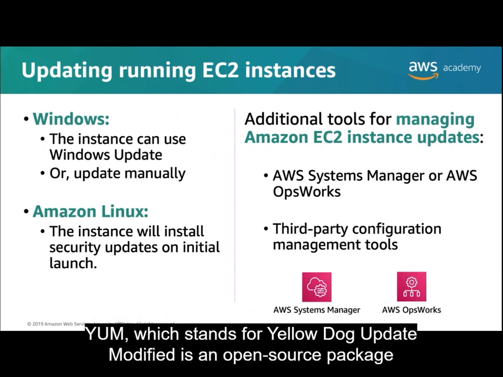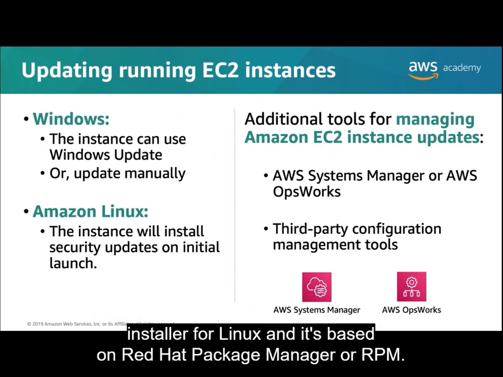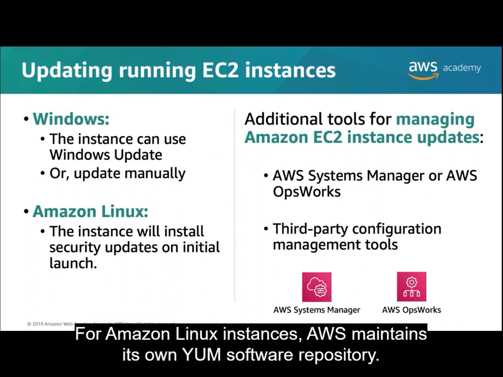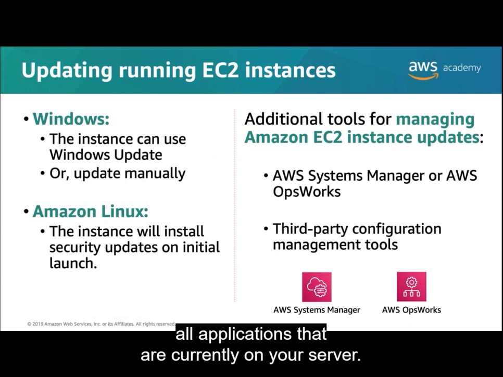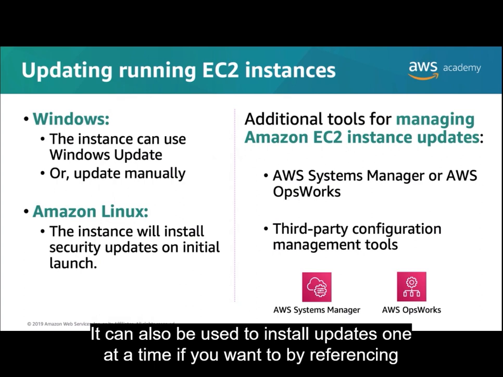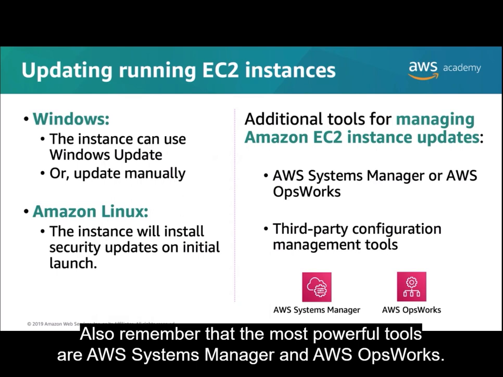Yum, which stands for Yellow Dog Update Modified, is an open source package installer for Linux, and it's based on Red Hat Package Manager or RPM. For Amazon Linux instances, AWS maintains its own Yum software repository, and you can run Yum to install all the latest available updates for all applications that are currently on your server. It can also be used to install updates one at a time if you want to, by referencing specific package names. Also remember that the most powerful tools are AWS Systems Manager and AWS OpsWorks.